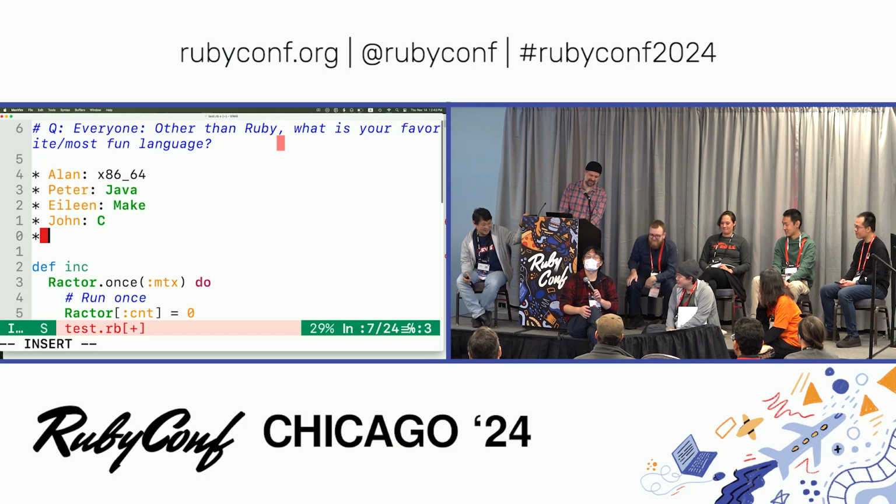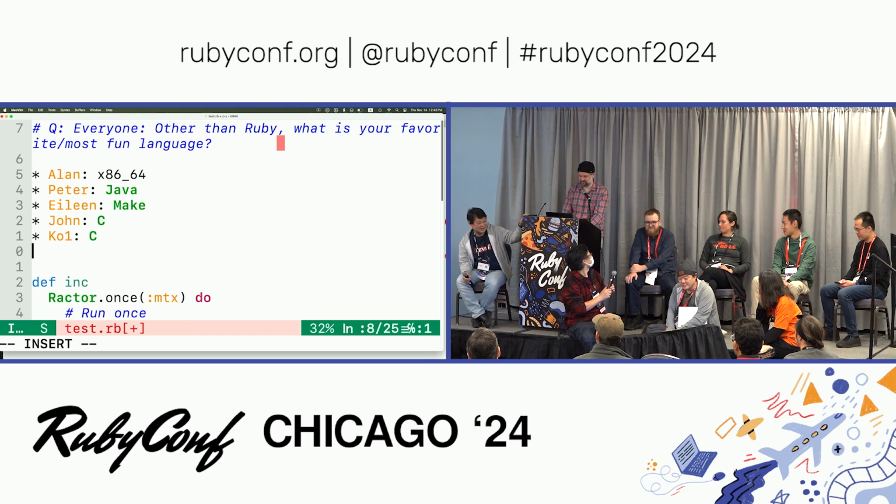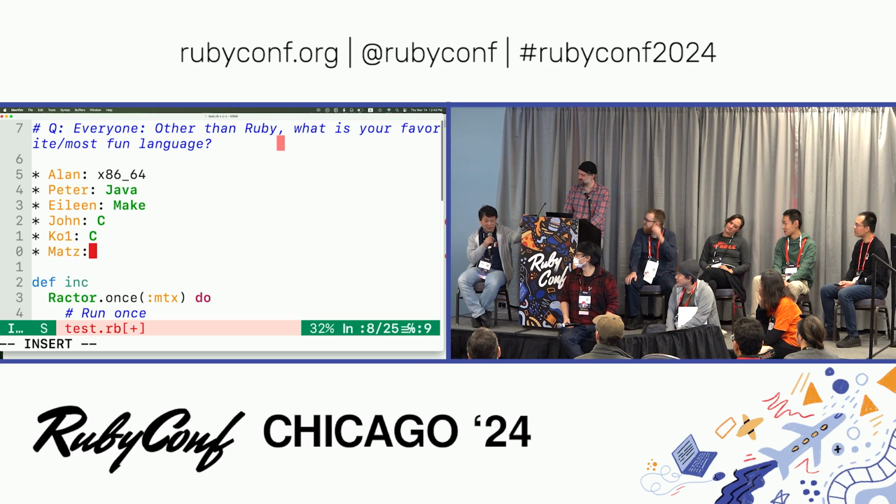I also like C because it is easy to understand what the code becomes in machine language. Me? As a programmer, I like C. As a language designer, I like the Ractor model.